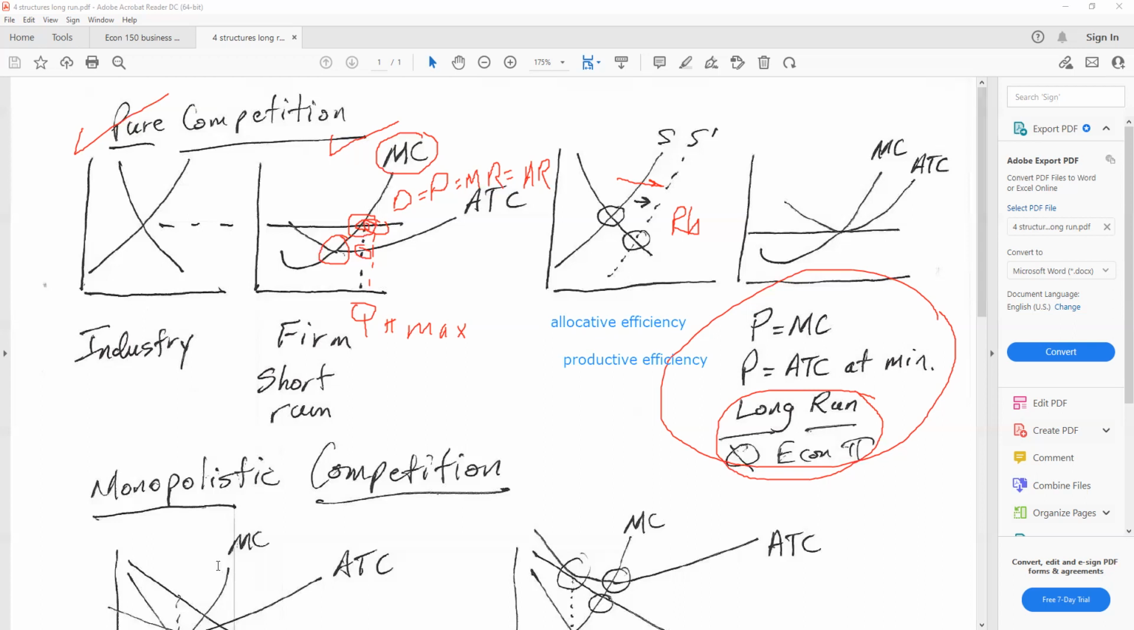Now, we do not have pure competition in reality in the marketplace. It's basically a model. Where we buy our products is basically in between pure competition and monopoly. That's where the majority of our products are. So we buy from the market structures of monopolistic competition and oligopoly. So next, let's talk about monopolistic competition.